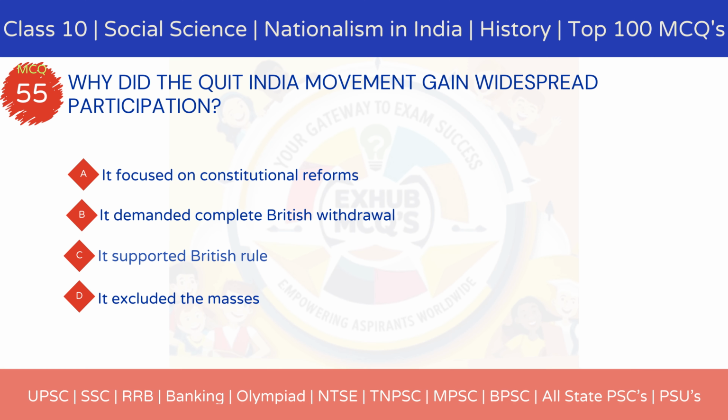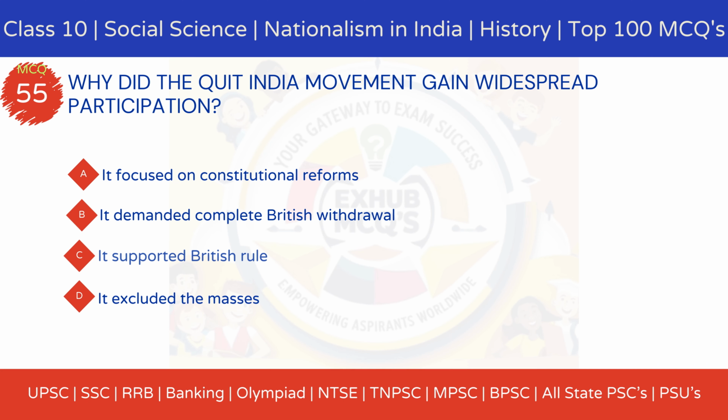55. Why did the Quit India movement gain widespread participation? Option A. It focused on constitutional reforms. Option B. It demanded complete British withdrawal. Option C. It supported British rule. Option D. It excluded the masses.